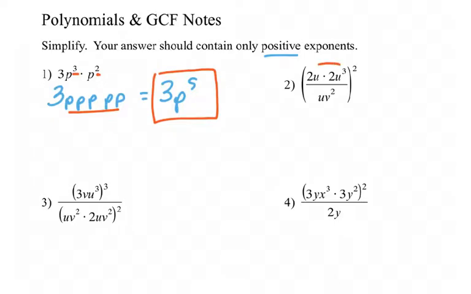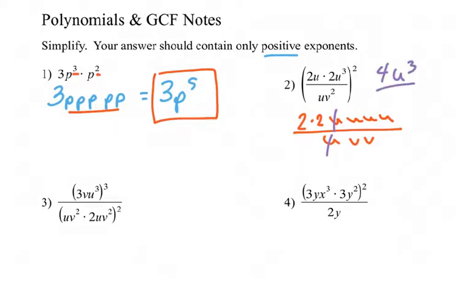Number 2, everything inside needs to be simplified first. That's really the easiest way to do this. If you were to give everything the second power first, you'd have a bigger mess to clean up. So I like to deal with the first part. I'm going to put the 2's together, and then u to the third over u, and then v to the second. Then I can just cancel. That's the only thing to cancel. So I've got 4u to the third, v to the second, and then that's all to the second power.